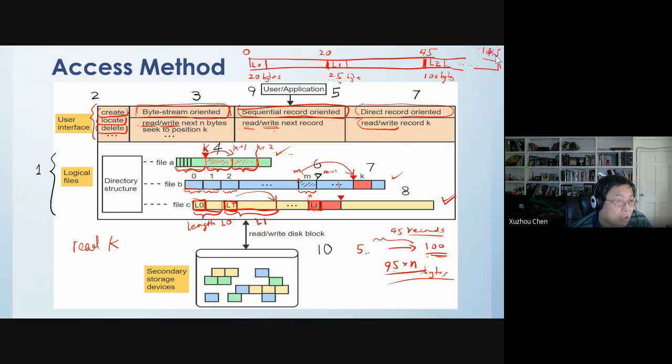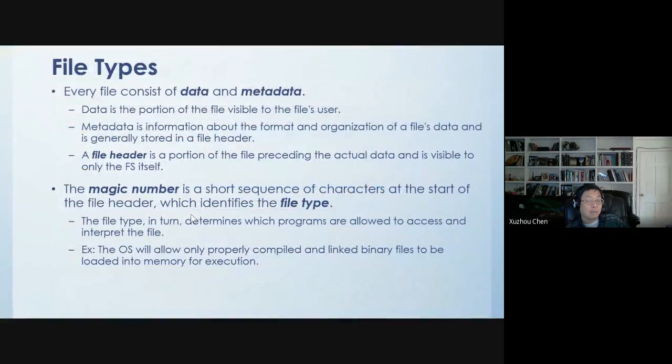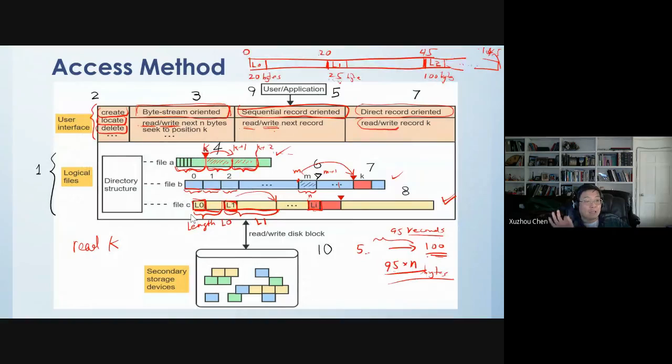With a fixed-length record, you can say, okay, here's record number 10, I can jump to number 100 because I know all the records in between have the same size. But with variable-length records, I cannot do this. Okay, so that basically gave you some different views of the access methods.